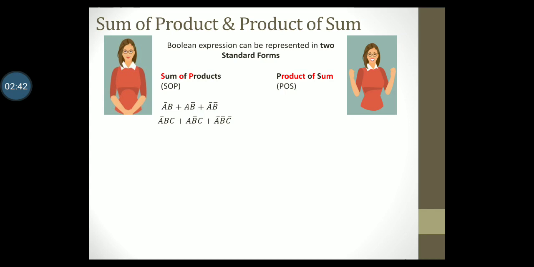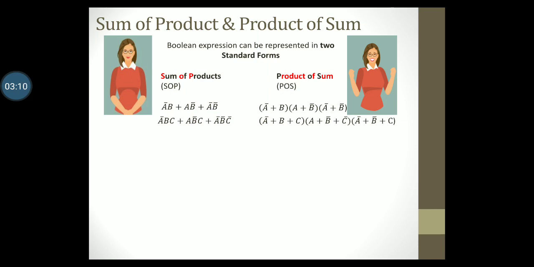Here are some examples of POS expressions. Notice that the first POS equation is made up of two variables A and B in complemented and non-complemented forms. The second has three variables A, B and C in complemented and non-complemented forms.